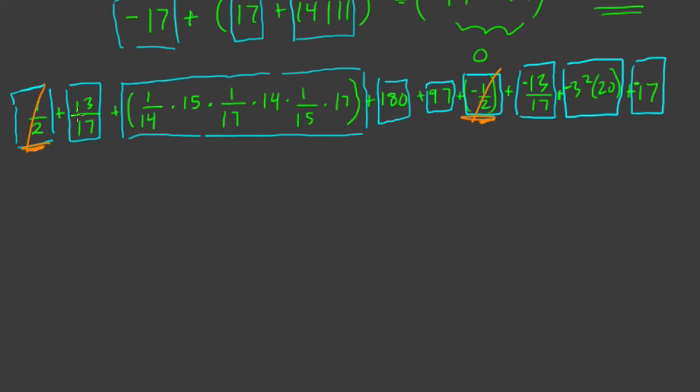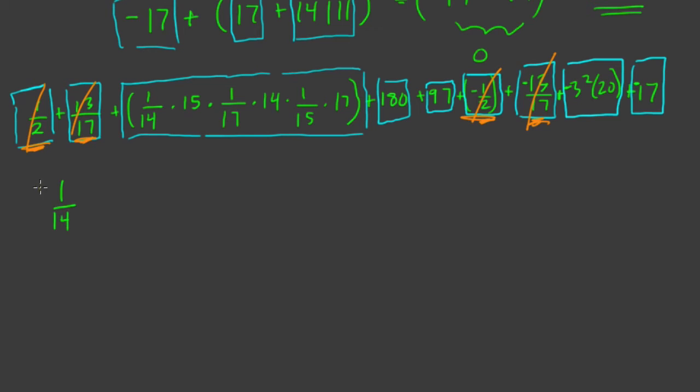Negative 13 over 17, positive 13 over 17 are opposites as well, right? The same fraction, same distance from 0, just positive and negative. So now we've eliminated all of the immediate opposites. So what I would do, especially if I'm new at this, is rewrite what's left. It's a little bit less cluttered.